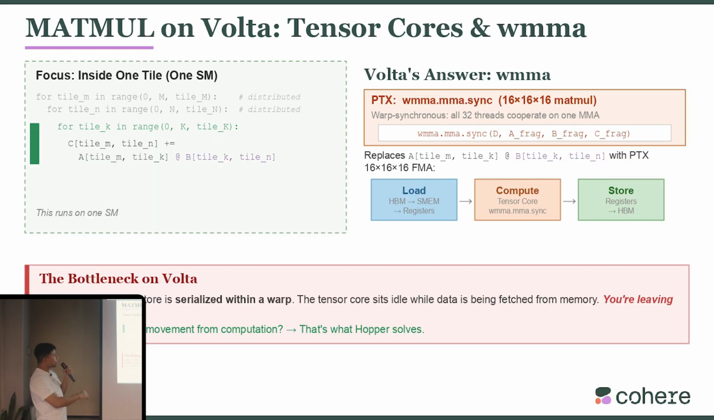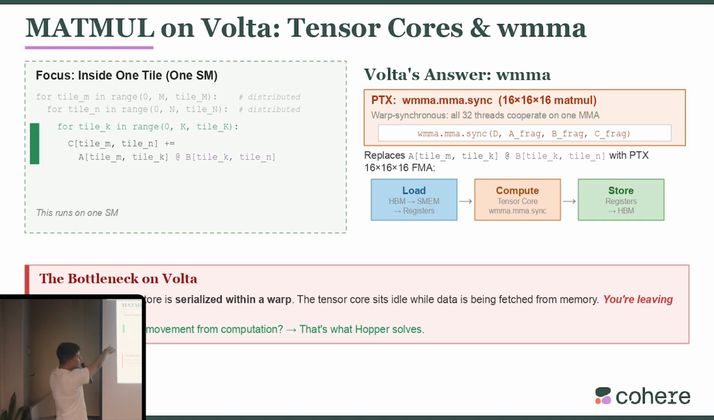Yeah. So we are trying to take a look at what the tile Matmul looks like. You have M and N tiles, which will be distributed across SMs, so you don't have to care about that. You have to care about the inner tile, which runs on a single SM. And Volta introduced one operator, which is MMA.sync, which can do a 16 cross 16 cross 16 Matmul, not in a single cycle, but as a single operation. And it's very fast.